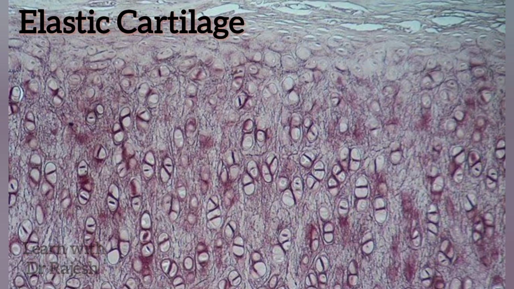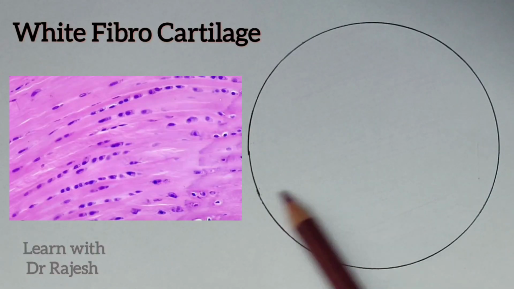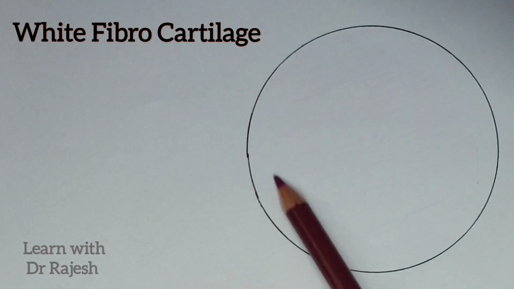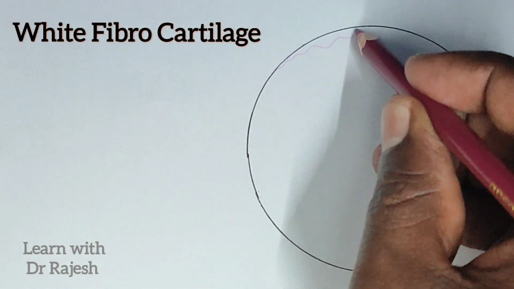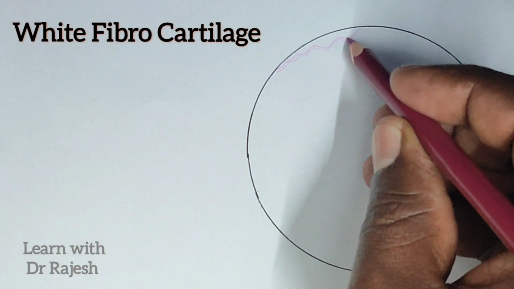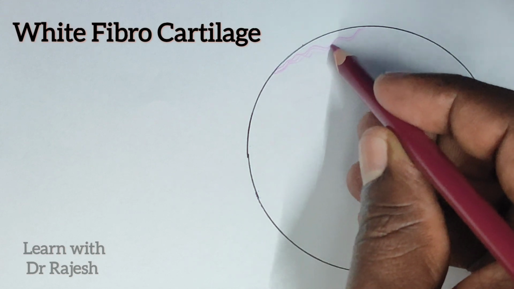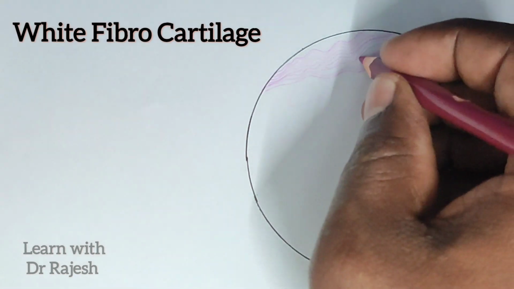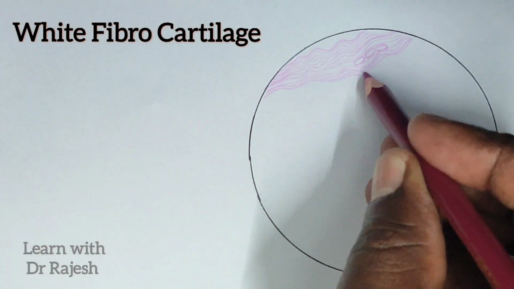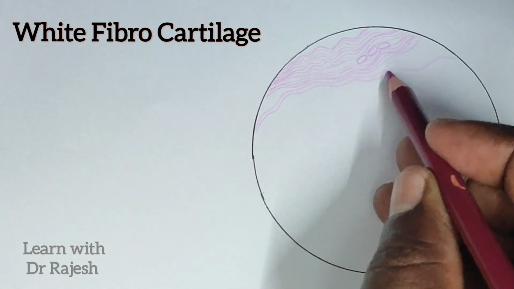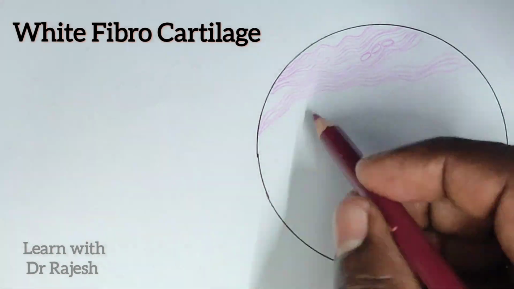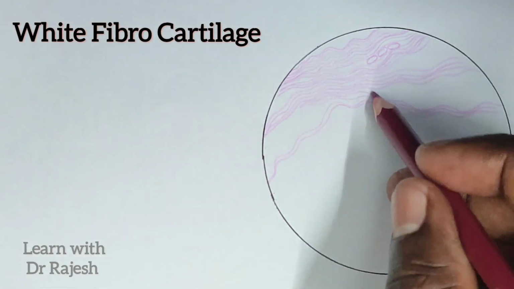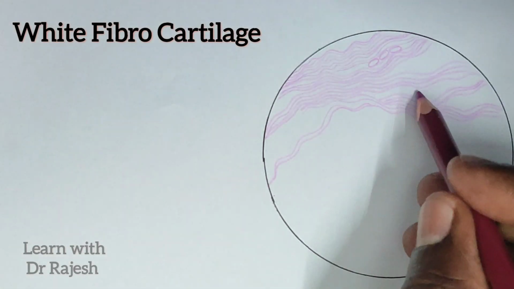Next slide what we are going to draw is the fibrocartilage, the white fibrocartilage. White fibrocartilage is seen as a transition between fibrous tissue and the cartilaginous tissue. So here the matrix is mainly composed of the fibrous tissue, that is collagen fiber. Here the matrix contains both type 1 and type 2 collagen fibers. So this is one among the place where type 1 collagen fiber is seen.